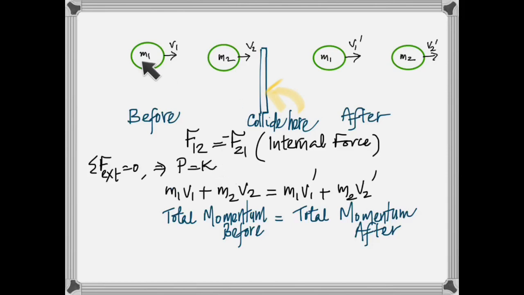That means the total momentum before collision. What is the total momentum before collision? It's the momentum of this plus the momentum of that. What is momentum? The product of mass and velocity. So does this make sense now? M1v1 plus M2v2, which is the total momentum before collision, is equal to the total momentum after collision. That is called the principle of conservation of momentum.